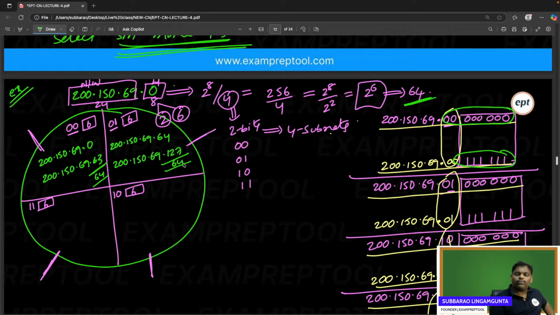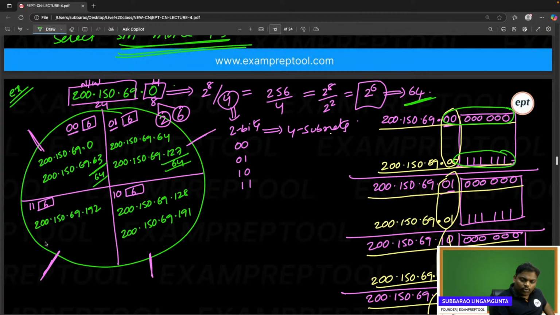Check yourself. Now next number, can you see this one? 200.150.69.128. Add one more 63. What is the answer? Can you check here? 128 plus 63, I think it is 191. It's a 191. Next it is going to be 200.150.69.192.